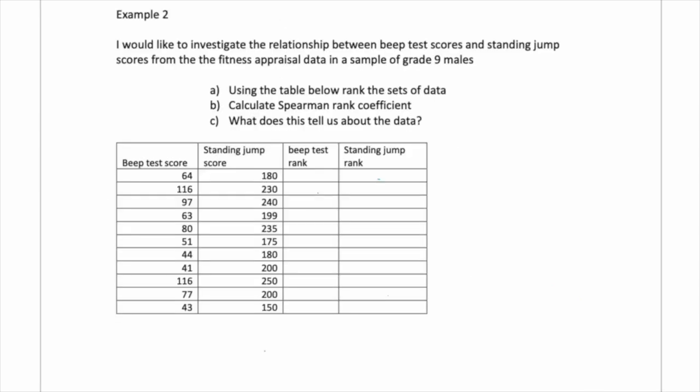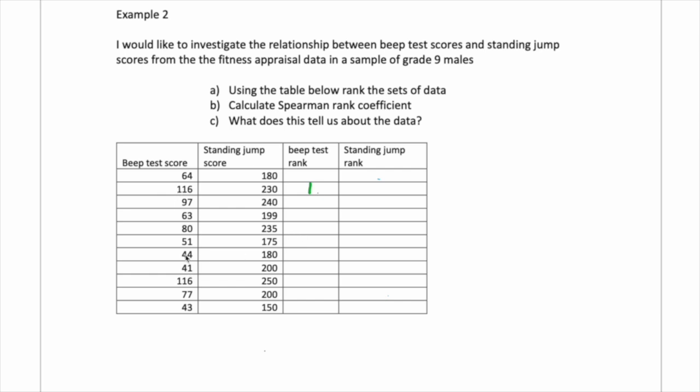Next we're going to look at Spearman's between beep test score and standing jump score. So let's do the ranks. For the beep test score, let's do the highest rank first. By the way, you could rank them lowest to greatest, and you would still get the same Spearman's rank correlation coefficient at the end. So it actually doesn't matter.